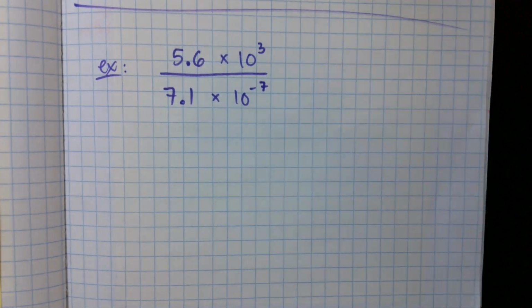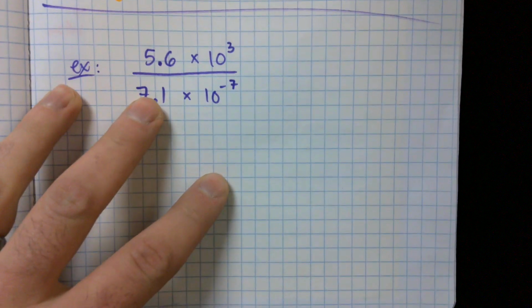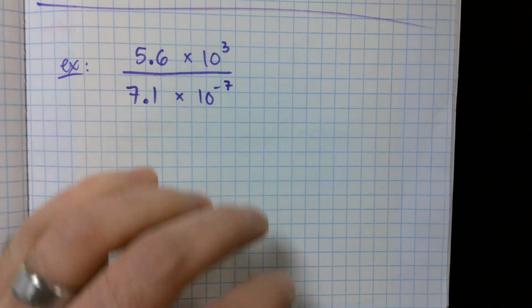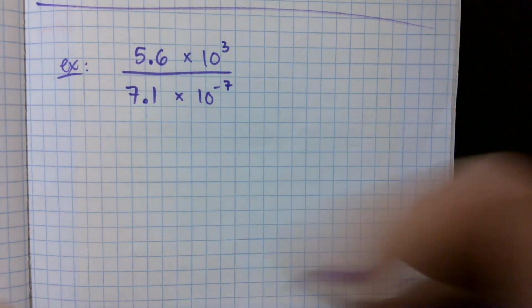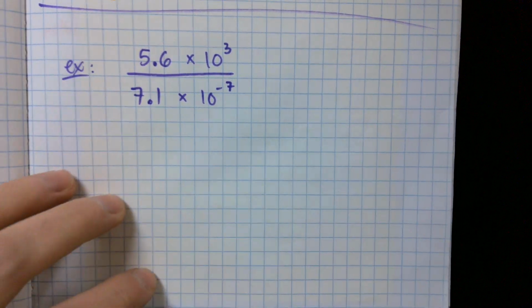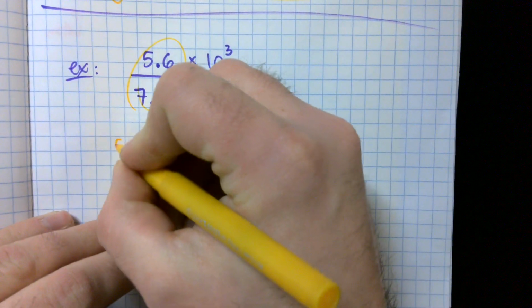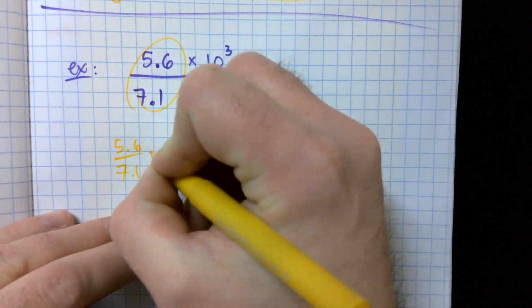I got 80 cents. All right, let's take a look. Most of you guys got it. Some of us are having the same issues, which is what I expected. That's why I wanted to throw this problem out there, okay? I'm going to take my leading numbers over here. 5.6 over 7.1. What does that equal to?